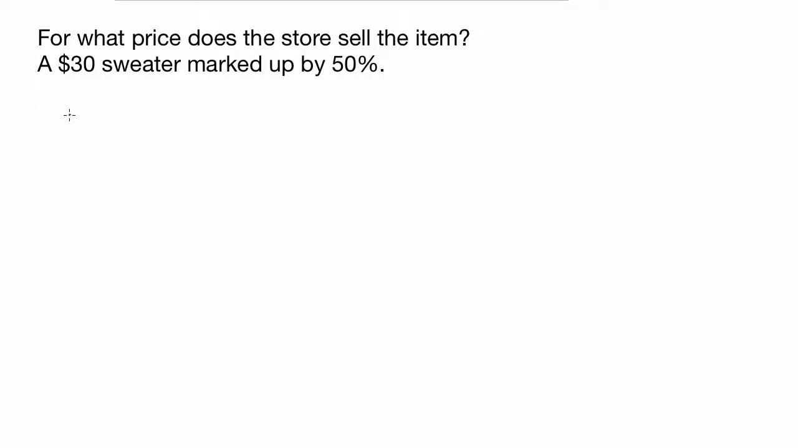Okay, so let's try an example now using a markup. Obviously, stores are going to buy certain products at a cost, but when they sell them to the consumer, they're not going to charge the cost that they paid to get the item. They're going to apply a markup and then charge the consumers more so that they can make a profit.